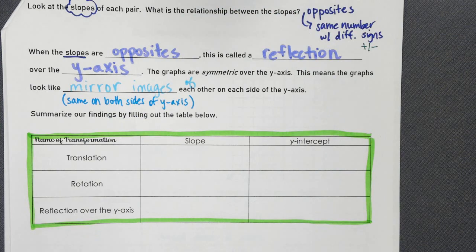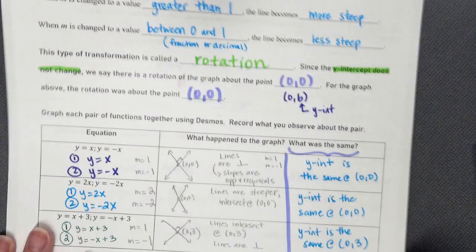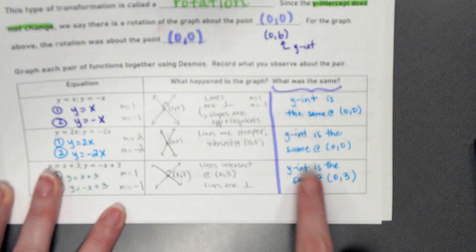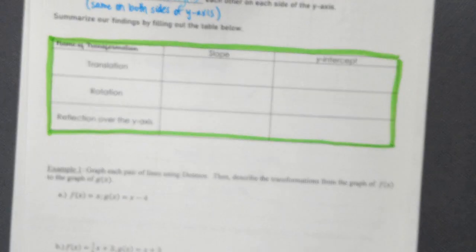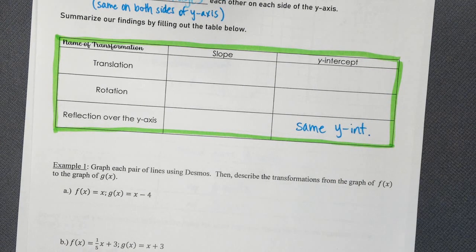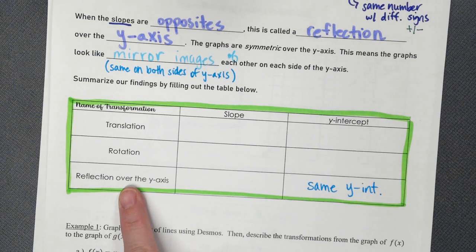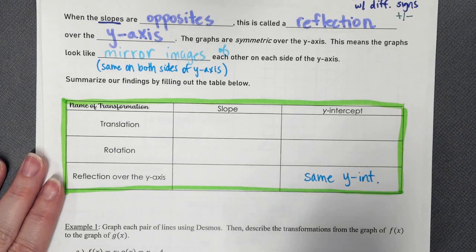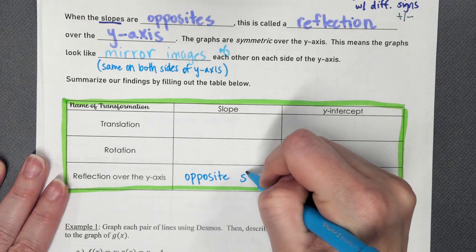Okay, so when you're doing a reflection over the y-axis, let's look at our chart. The y-intercept stayed the same for all of these sets of lines. So in our chart for the y-intercept, we're going to write same y-intercept. This is for a reflection over the y-axis. And then we just said that the slopes are opposite. So opposite slopes.